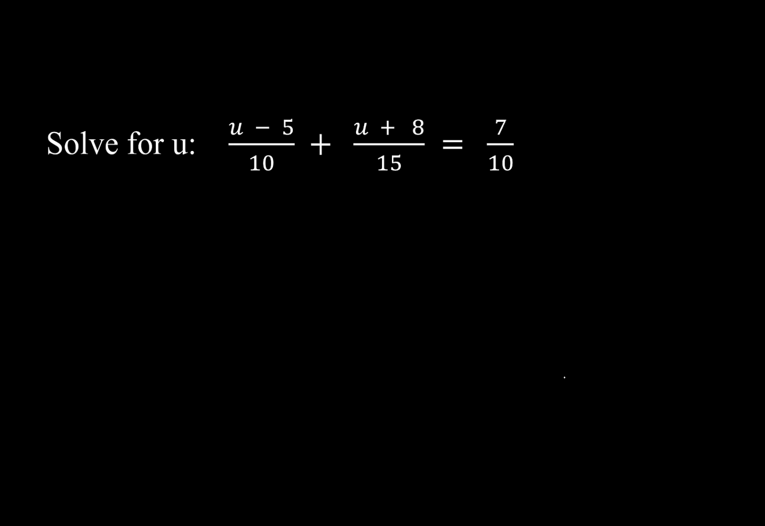All right, take a look at this one. We have denominators of 10, 15, and 10. So another number that 10, 15, and 10 could go into, or a common denominator, is 30.